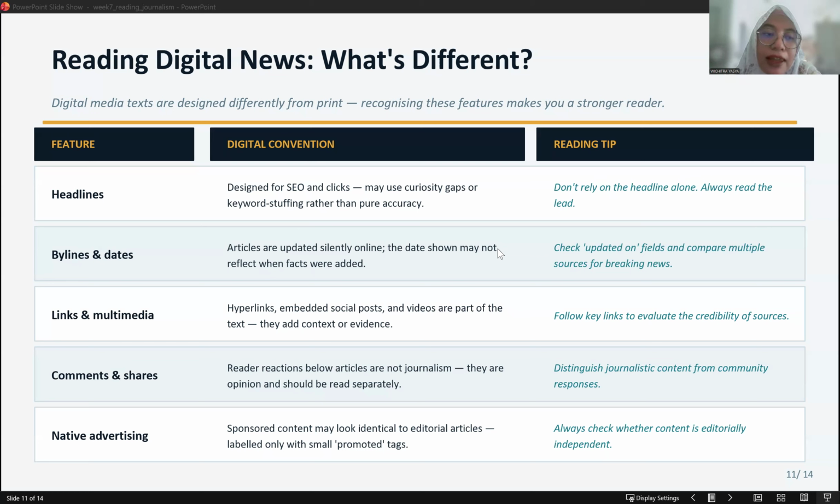Another feature is the bylines and dates. Yeah, so articles are updated silently online. The dates shown may not reflect when facts were added. So you can check the updated on fields and compare multiple sources for breaking news.